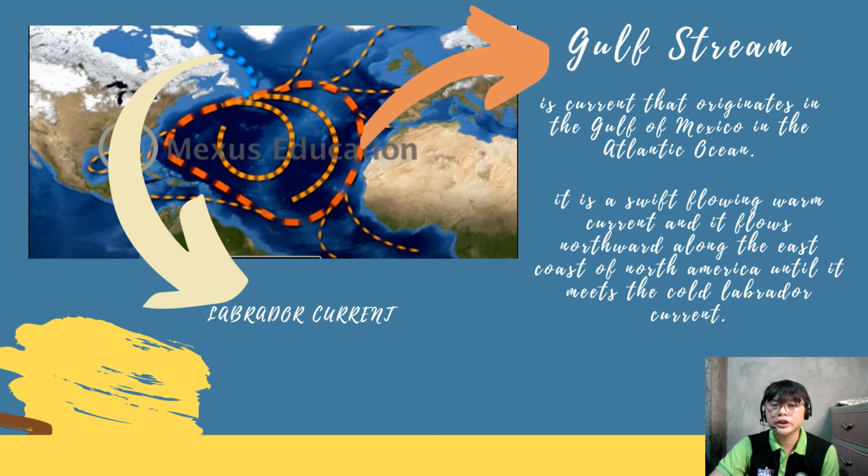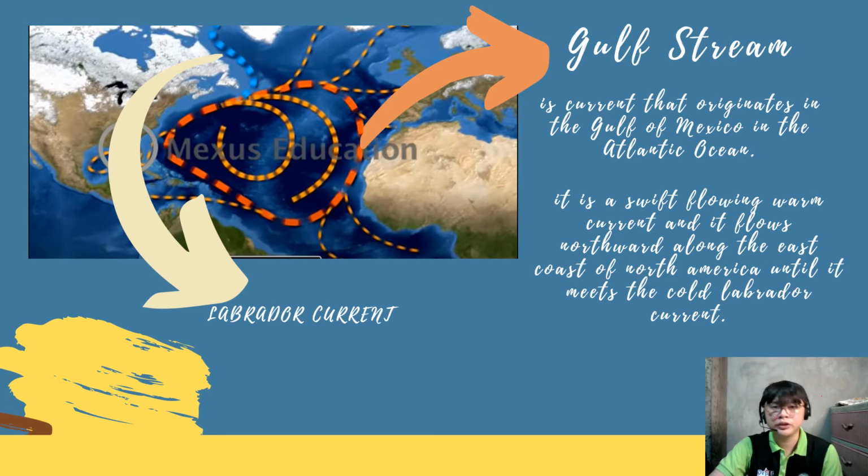The first one is the Gulf Stream. The Gulf Stream is a current that originates in the Gulf of Mexico in the Atlantic Ocean. It is a swift flowing warm current and it flows northward along the east coast of North America until it meets the cold Labrador Current, which came from the high latitudes of the pole, around the coast of Canada.